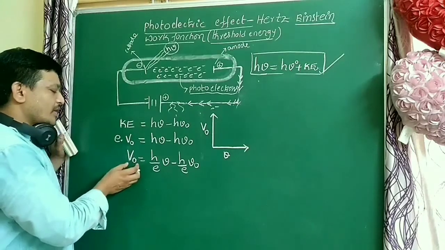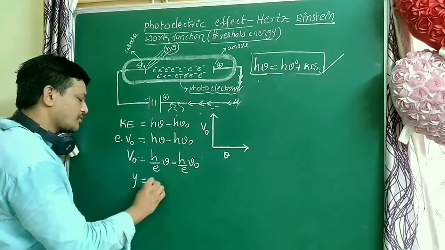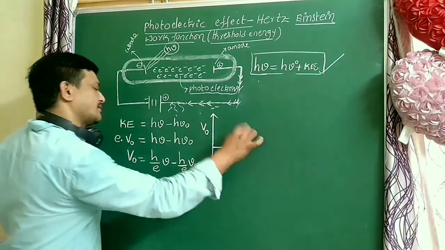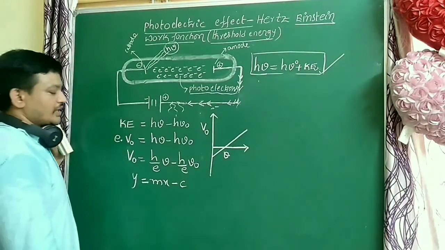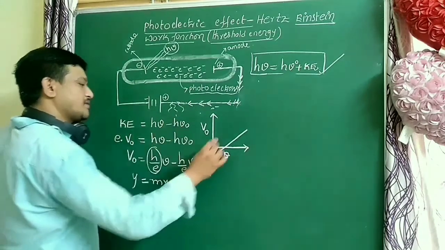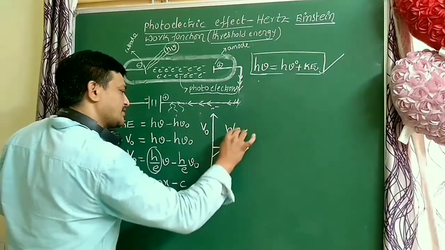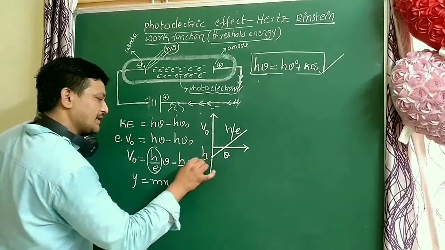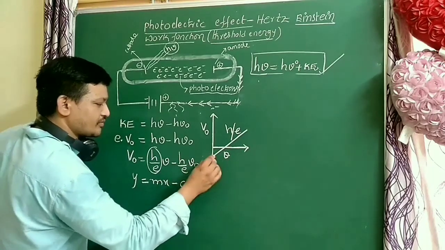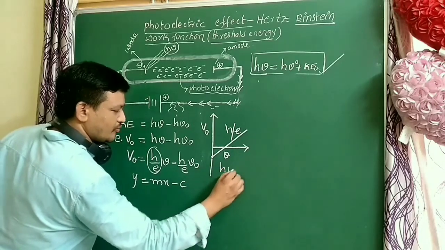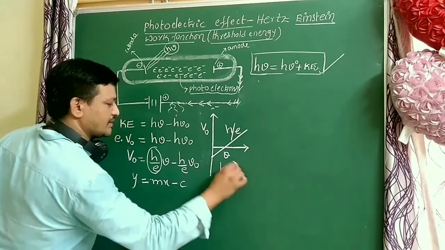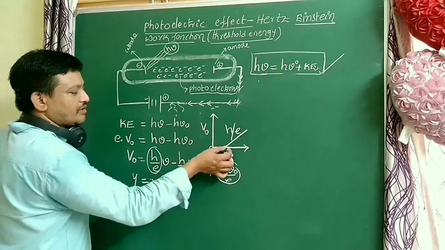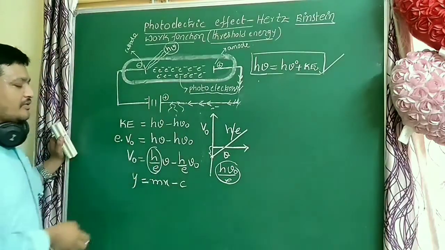So that is y equal to mx minus c, a negative intercept is there, like this. What is the slope, students, here? h by e. h by e is the slope. What is the intercept, students? h by e into mu naught, that is h mu naught by e. This is the intercept, this value. So here negative, here positive. This is the graph between V naught and mu.